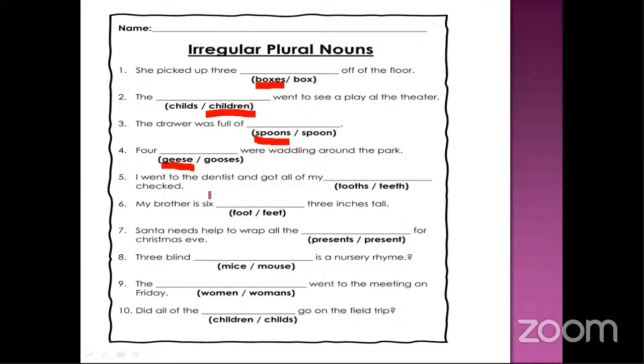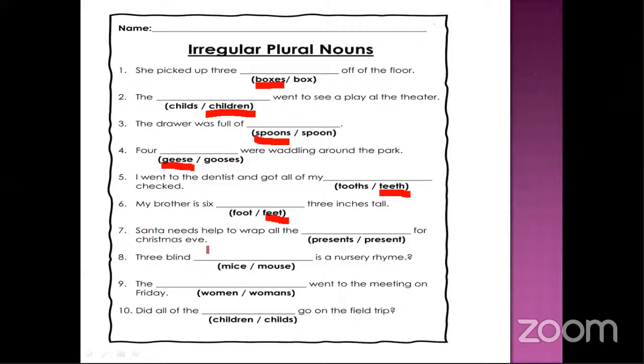Number 5. I went to the dentist and got all of my blank checked. Tooths, teeth. Those are the answers. What could be the correct one? Yes, teeth. That is the correct answer. Number 6. My brother is 6 blank 3 inches tall. The height of the brother. My brother is 6, then it should be feet. 3 inches tall.